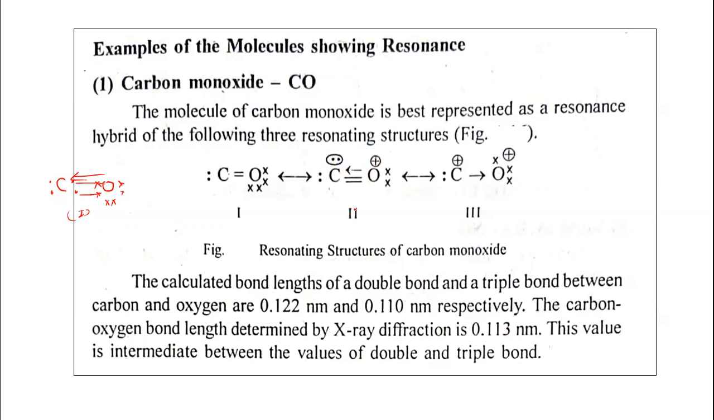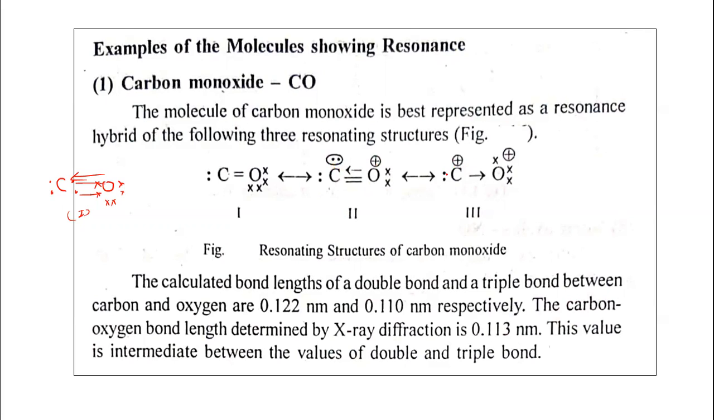Resonance is the electronic description of the electronic structure of the molecule. So we just show the electronic arrangement in that molecule. Oxygen acquires the positive charge, carbon acquires the negative charge.